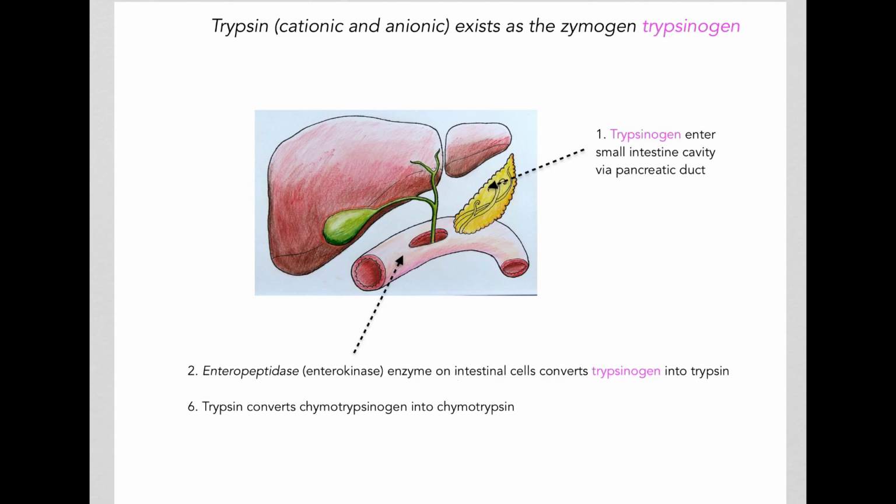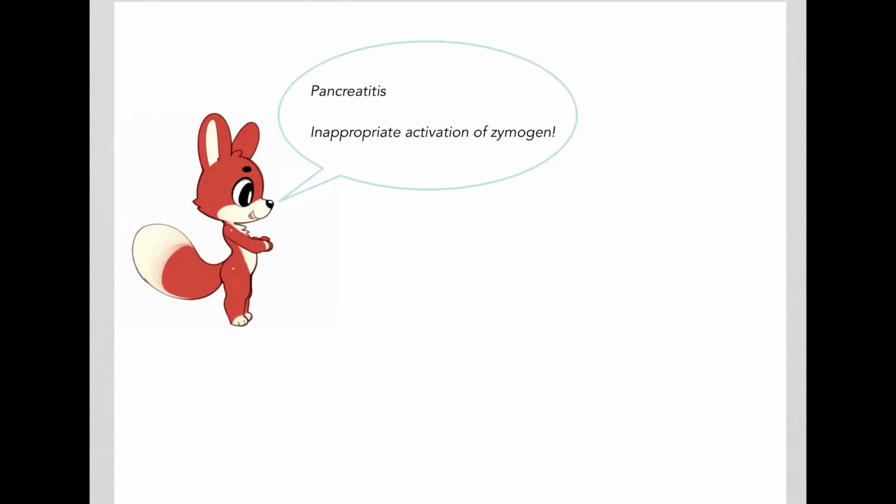And as we discussed earlier, the active trypsin will then convert the zymogen chymotrypsinogen into the active enzyme chymotrypsin. So it's important to keep in mind one of the major reasons why the body makes zymogens is to make sure that it's only active where it is necessary and is only active whenever it is necessary.